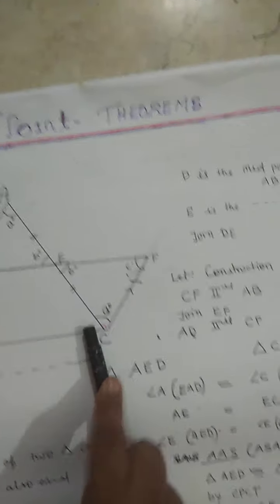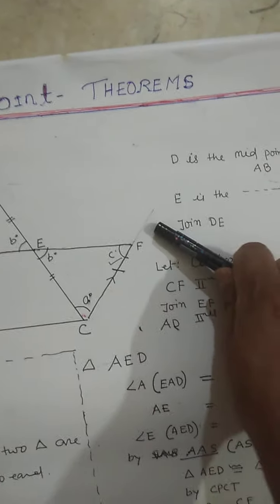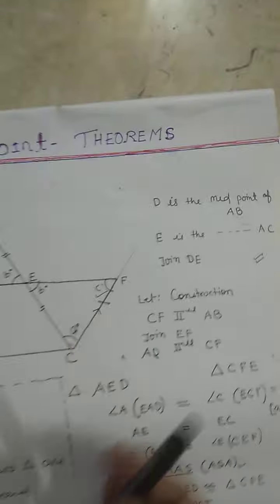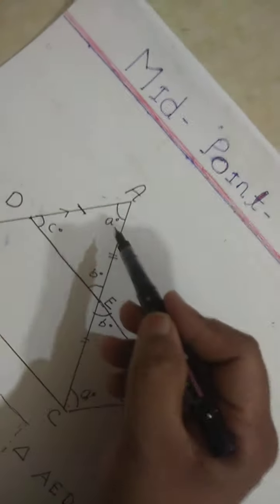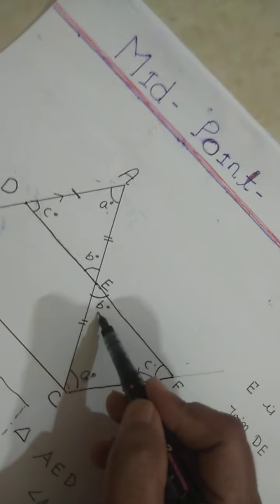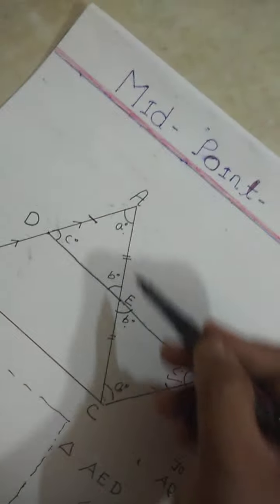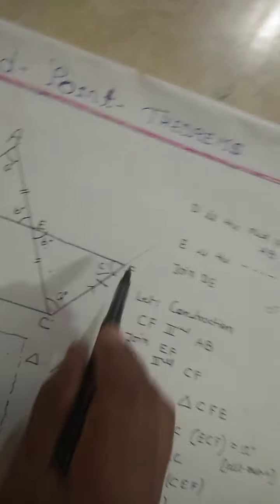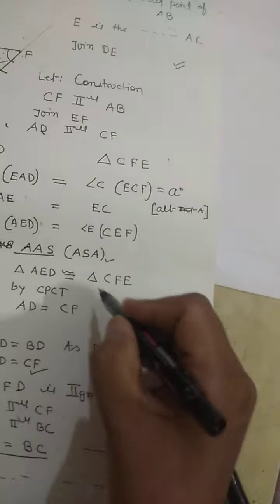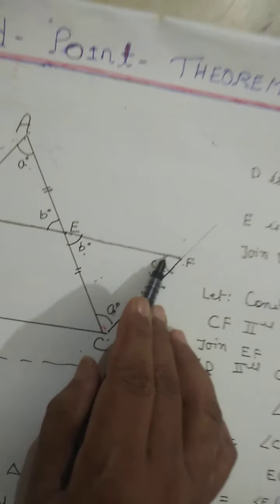Okay children, again I am revising. This is ABC. I have done the CF parallel construction, then joined DF. This is Z. If a parallel line forms a Z, this is an alternate angle. This angle is equal to this vertically opposite angle. So two angles and one side are equal. So we have proved AD is equal to CF. And now AD is equal to BD. It means BD is equal to CF. So now BCDF is a parallelogram. When BCDF is a parallelogram, BC is equal to DF.